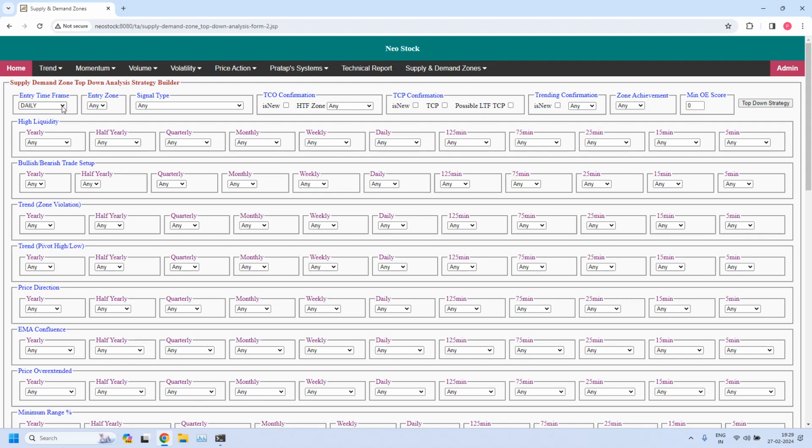In bearish trade setup, for monthly income trade, entry time frame should be daily, but entry zone should be supply zone. And in bullish or bearish trade setup parameter at daily time frame, now I am selecting the value bearish. You don't need to set any filters because the list for bearish trade setup is very small.